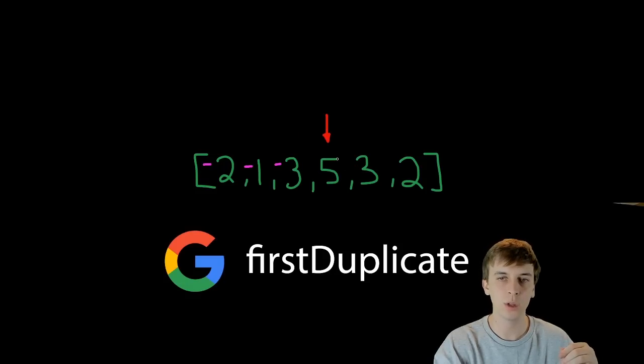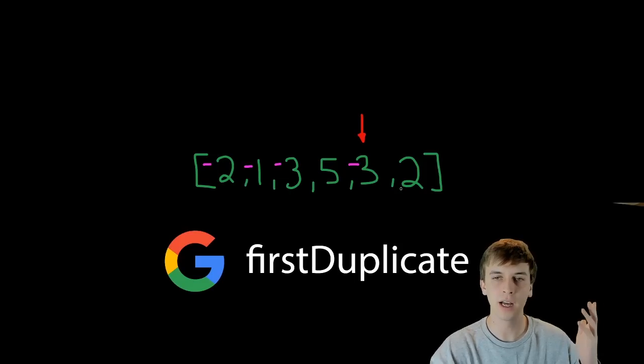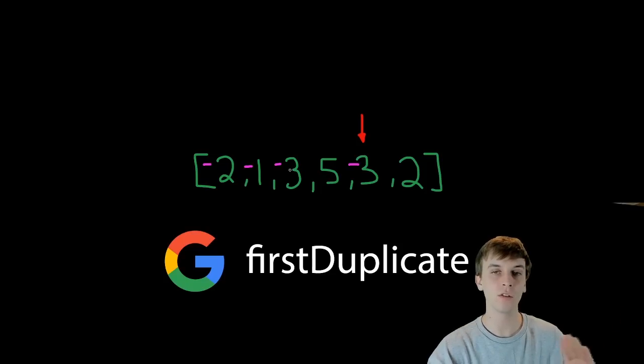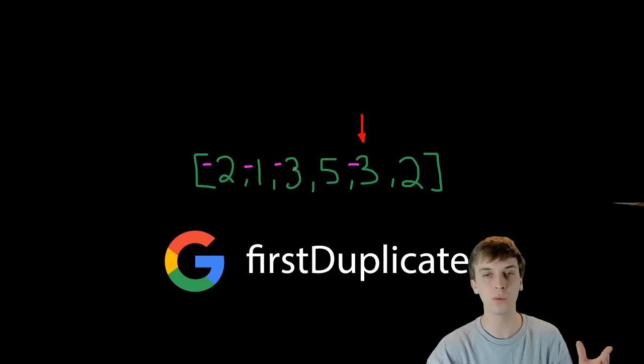Now we're at 5, we look up array of 5, 0, 1, 2, 3, 4, 5, minus 1 is 3, so we make this one negative. Now we're at 3 again, the absolute value, so we look up array of 3, 0, 1, 2, 3, minus 1 is this. It's already negative. So that was our first duplicate that we found, and we returned that value.